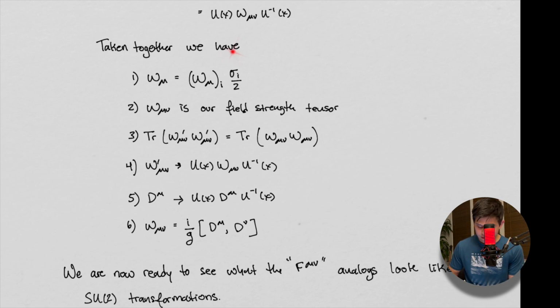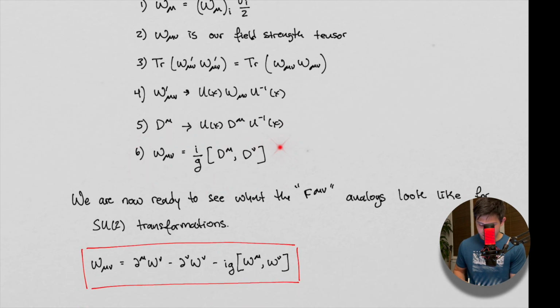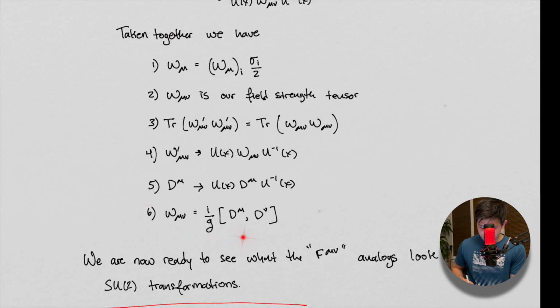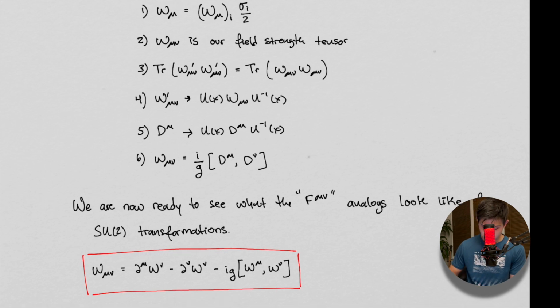So taken together, we said this is going to be our tensor, our 2-index object. We say also that the trace remains invariant. We also say that the tensor transforms in this way, and that the derivative transforms in this way. And then we say that the tensor can be written in terms of our derivatives. So these are the 6 things we want to keep in mind when we start to develop the tensor that we're looking for.